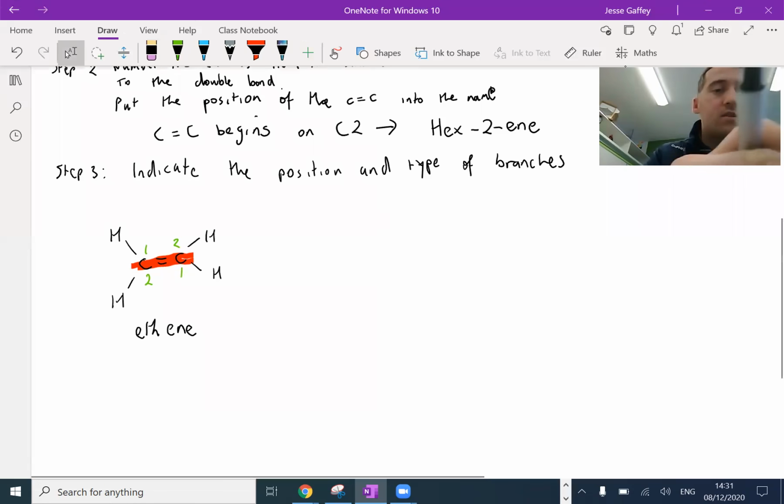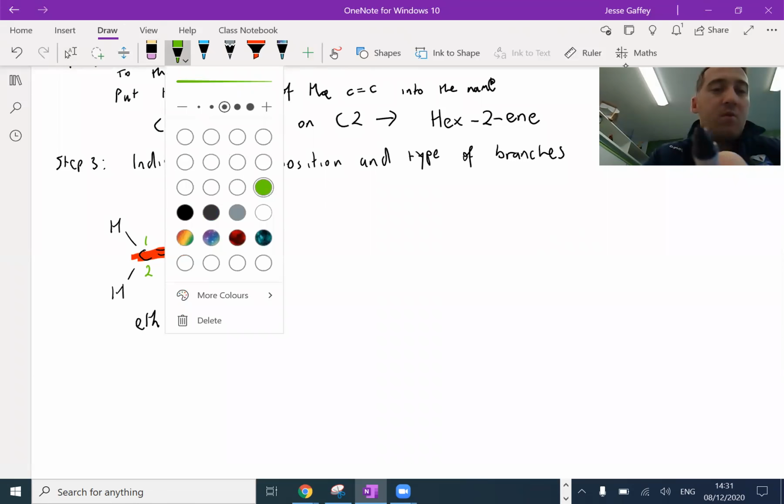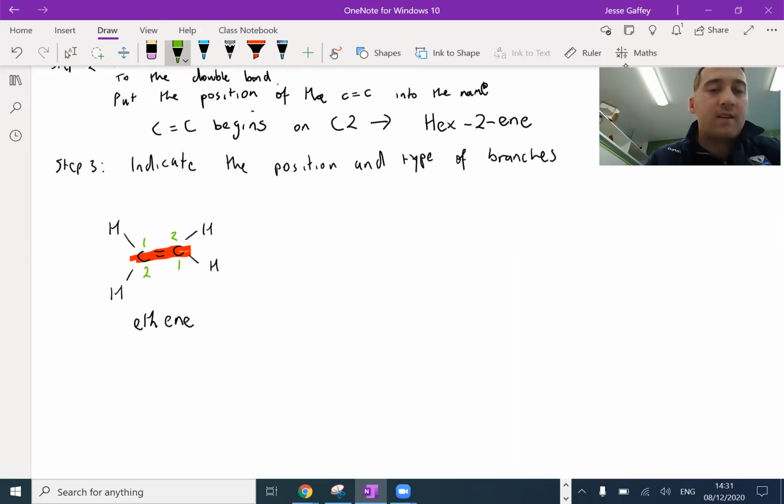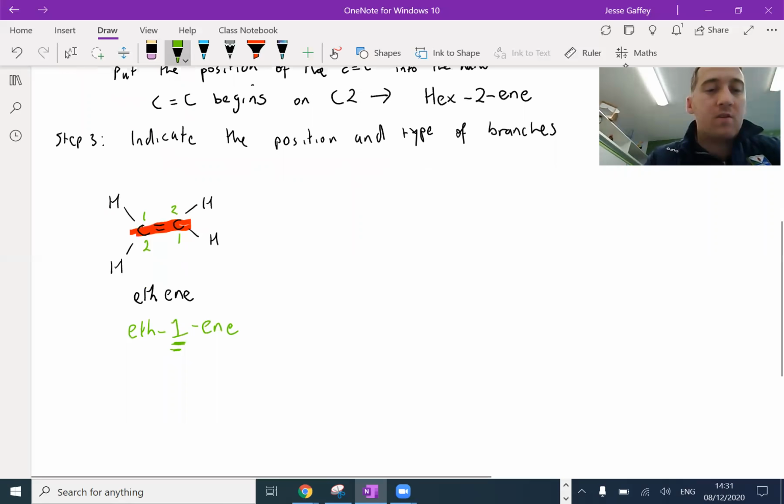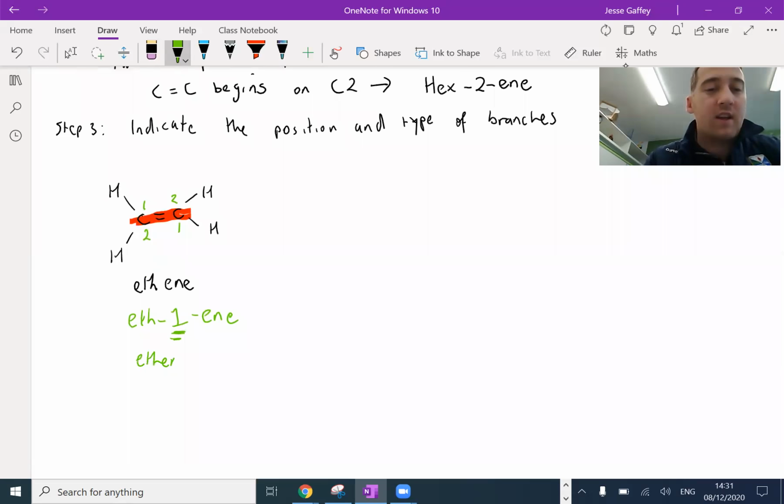So because it's after carbon number 1, we stick the position of the C double bond C into the name. Technically, you might have written eth-1-ene. But as we know, when things are ones in math or science, we generally can drop them. So this molecule is just called ethene.